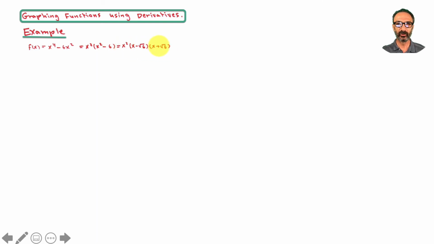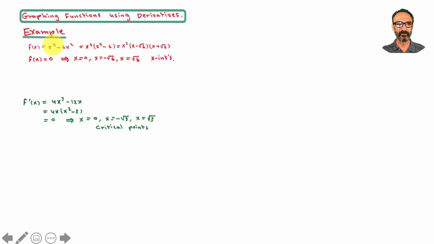Set this equal to 0 to look for the x-intercepts. I get 3 zeros, one from here, one from here, one from here. Those are called x-intercepts. We go after f prime. Derivative of this would be 4x cubed minus 12x. Factor 4 and 1x out. This is still a difference between two squares. And that will give you minus square root of 3 and square root of 3. So I do have 3 critical points. And the number line with title f prime will look like this.